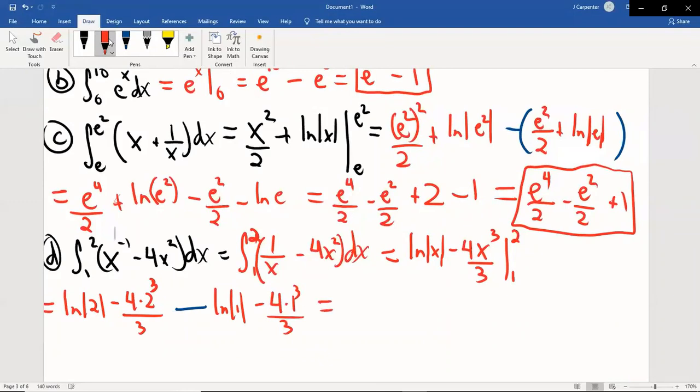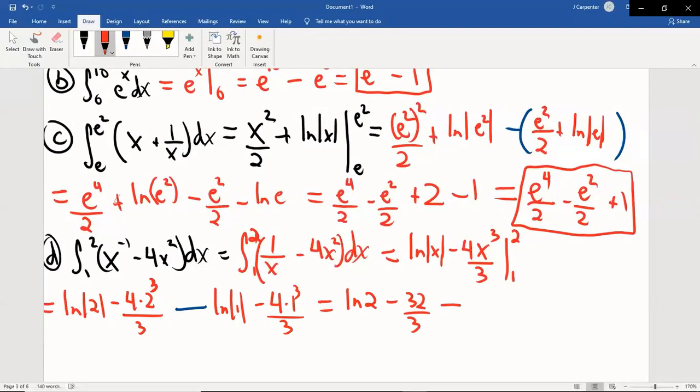The absolute value of 2 is 2, so we don't need the absolute value. That's just the natural log of 2. 2 cubed is 8. 8 times 4 is 32. That's minus 32 over 3. Then this is the minus sign.